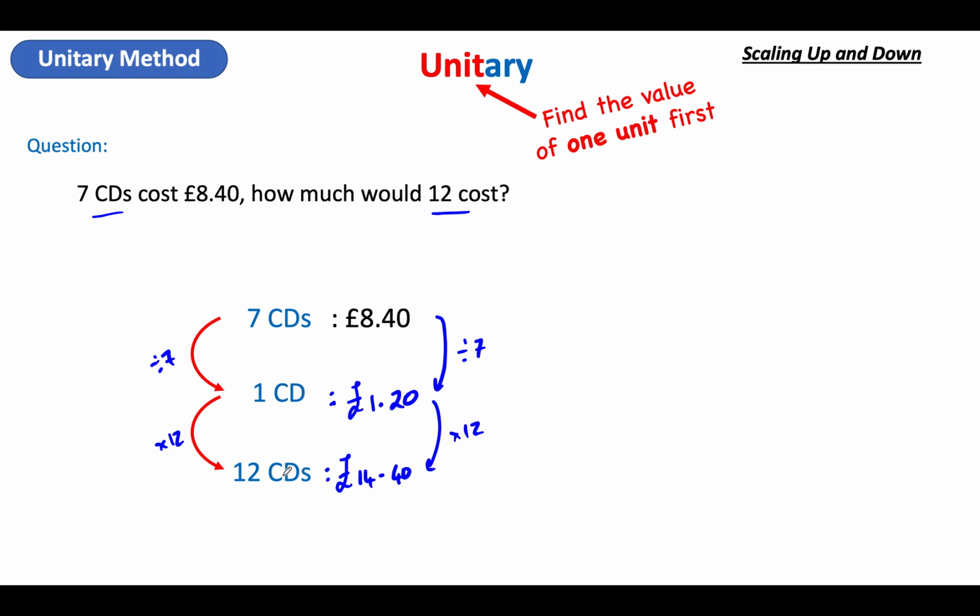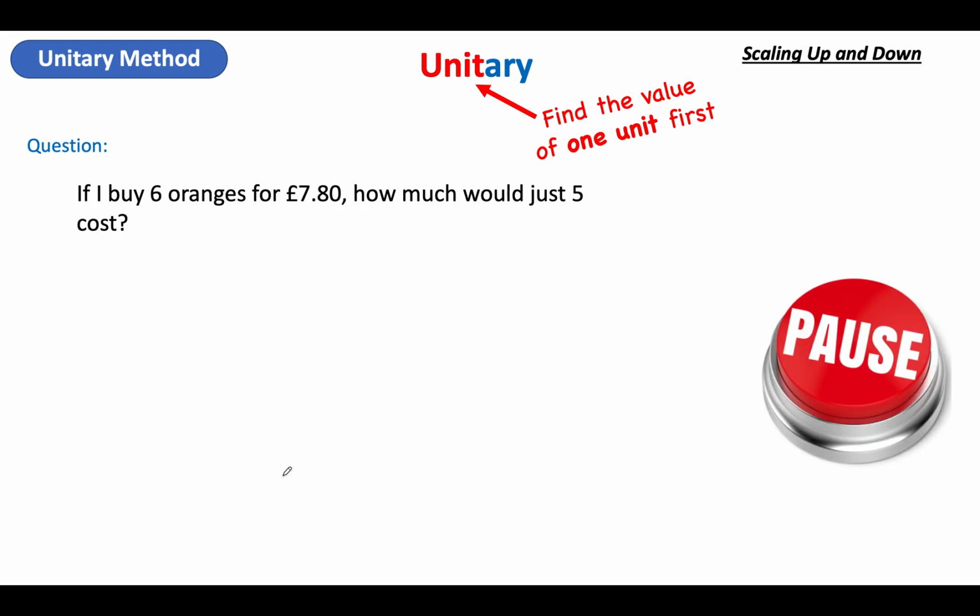Hopefully you got that one right. If you didn't, think about what you got wrong and then apply it to this question here. You could always go back a bit on the video and check it out. Right, again, 6 oranges for this amount. How much would just 5 cost? I want you to pause the video and give it a go.